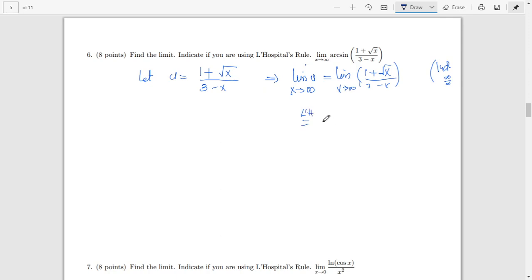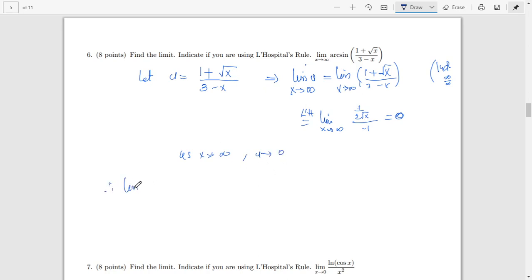If we apply L'Hopital's rule here, this will be the same thing as the limit of, if we differentiate what we have above, the derivative of 1 is 0, the derivative of square root of x is 1 over 2 square root of x, over, if we differentiate 3 minus x, we just get negative 1. Now, if I take the limit of this, I'm just going to get 0. Negative 0 is just 0. So that tells me that as x tends to infinity, my u tends towards 0.